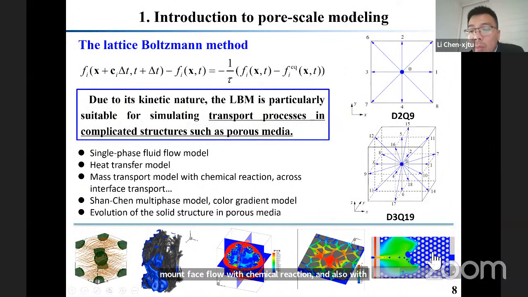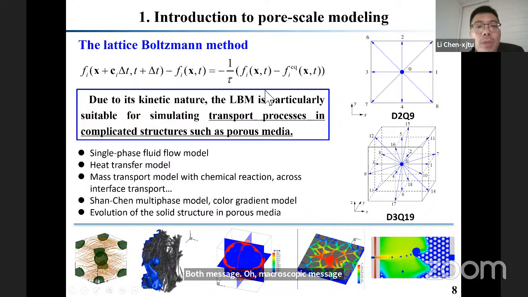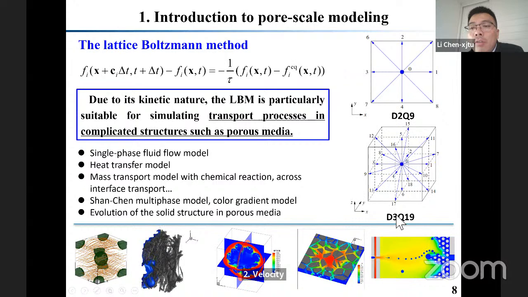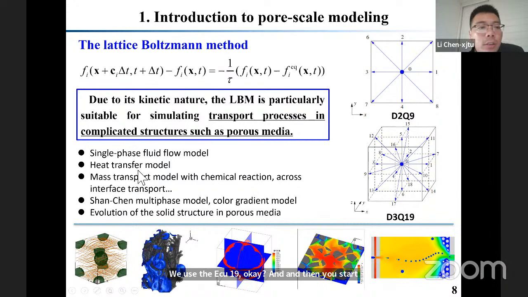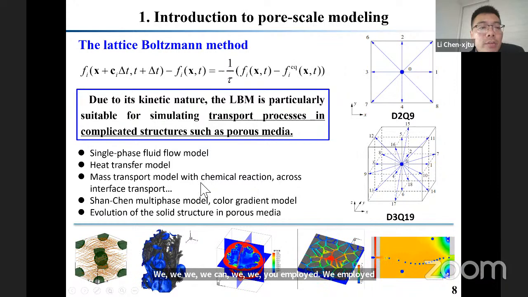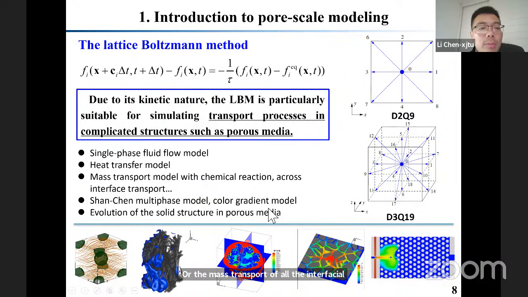So our method generally is based on the lattice Boltzmann method, a mesoscopic method based on the Boltzmann equation. For the 2D simulation, we use the D2Q9 velocity model, and for the 3D, we use D3Q19. Okay, and in such a framework, we employed many sub-models, such as the single-phase fluid flow model, heat transfer model, or mass transfer model with chemical reaction, or the interfacial mass transport model, or the multiphase models such as the SC multiphase model or the color gradient model. And we also developed a volume pixel method for tracking the evolution of the solid structure. Okay, so this is a brief introduction of our pore-scale method.